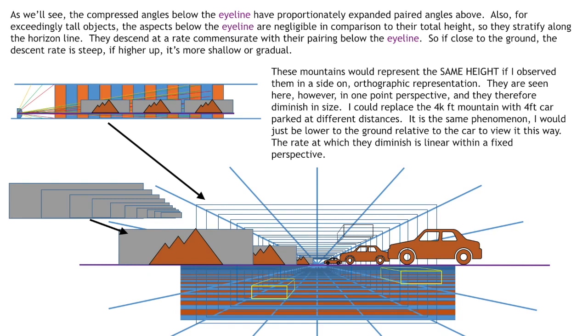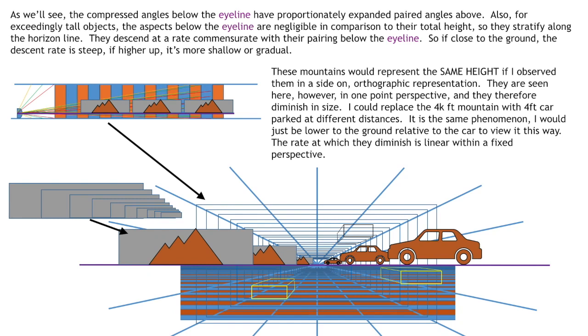As we'll see, the compressed angles below the eye line have proportionally expanded angles paired above. So as one compresses, the other expands. Keep that in mind. Or as I move left and compress the left angles, the angles on the right expand, and so on and so forth. Also, for an exceedingly tall object, the aspects below the eye line are essentially negligible in comparison to their total height, so they stratify along the horizon line.